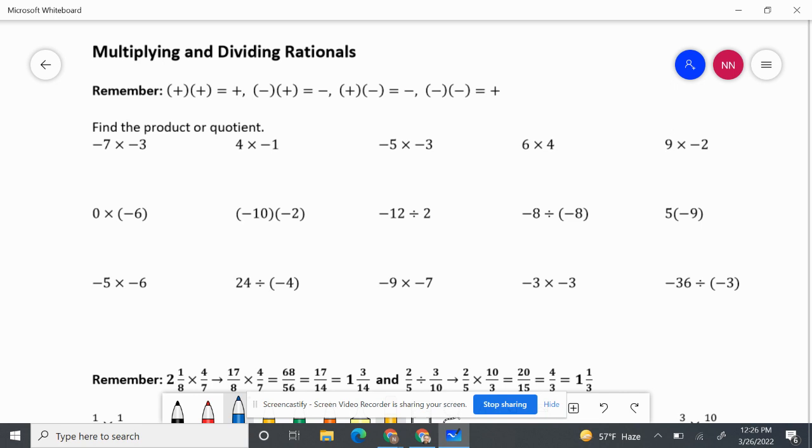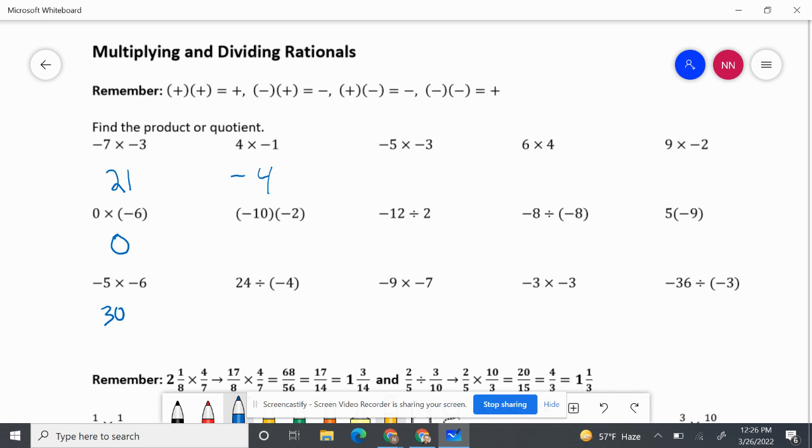Negative 7 times negative 3 is a positive 21 because a negative and negative is a positive. 4 times negative 1 is negative 4 because a positive times a negative is a negative. 0 times negative 6, of course, is 0. And negative 5 times negative 6 is a positive 30.